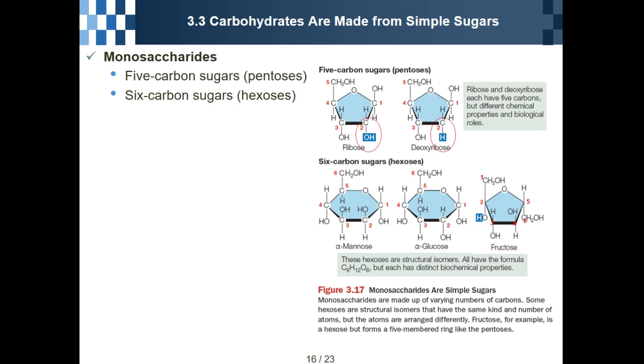So, where can we find the ribose? RNA. Ribose is the main component of RNA. Where can you find the deoxyribose? DNA. Okay. And also 6 carbon. This is the alpha mannose, and this is alpha glucose, with the OH like this, and this is the fructose, like this.